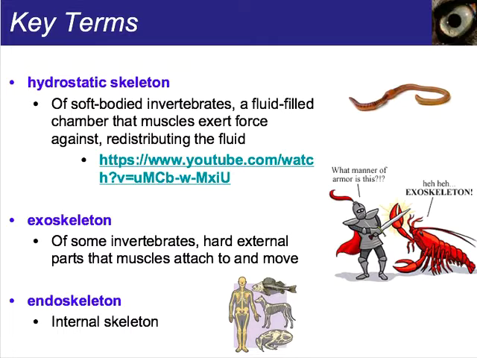So, hydrostatic skeleton, that would be of a soft-bodied invertebrate, a fluid-filled chamber that muscles exert force against, redistributing the fluid. My example would be the earthworm. An exoskeleton would be any hard external parts that muscles attach to and move. For example, here we have a crawfish, a lobster. Those are all considered exoskeletons. And then endoskeletons are individuals that have an internal skeleton. Please know these terms. They will absolutely be on your exam.